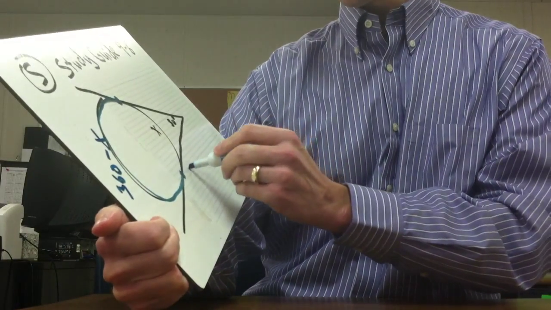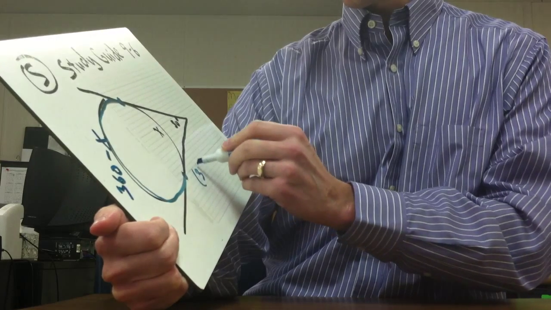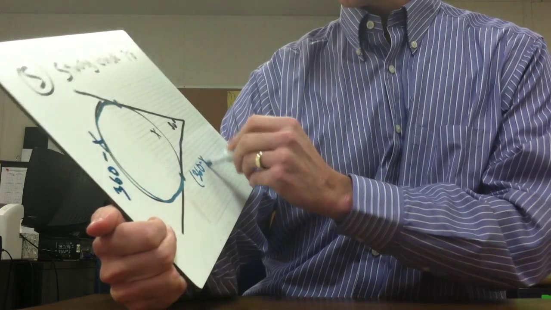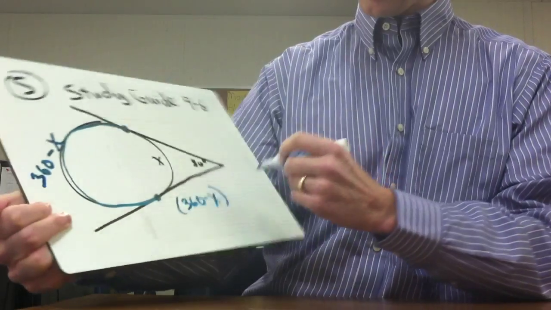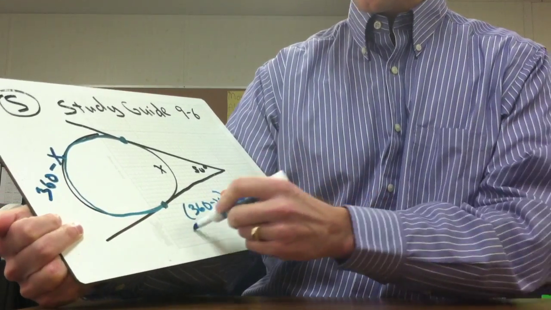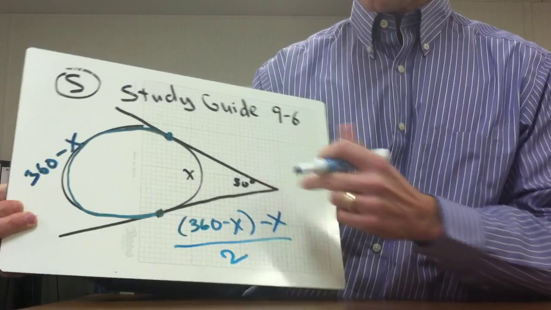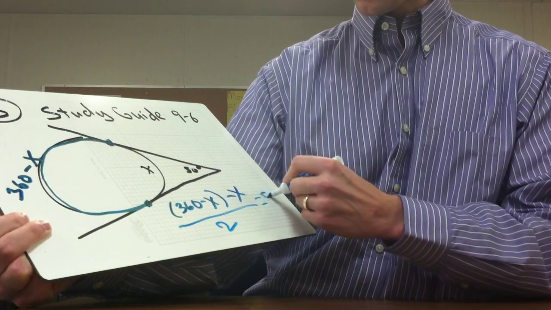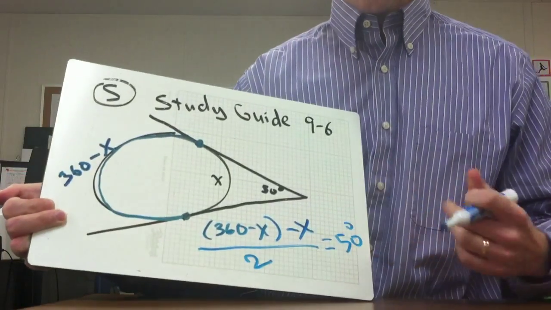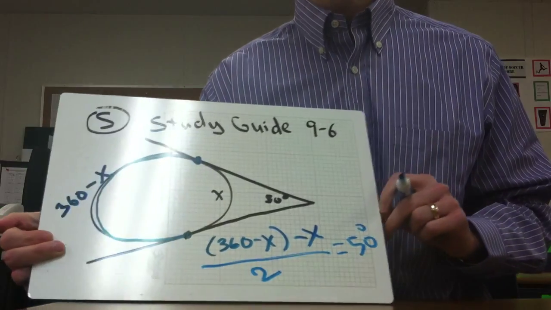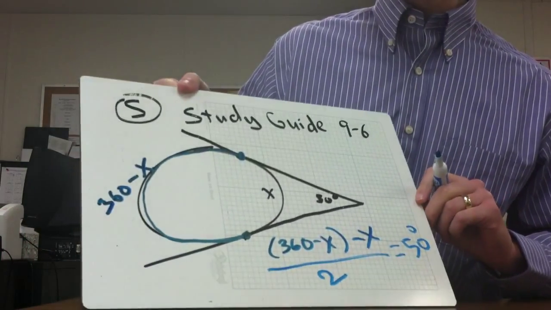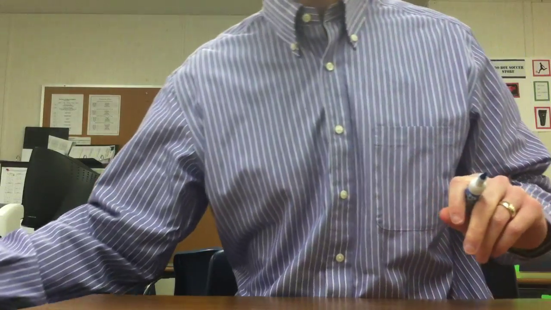Let me write that out for you. The intercepted arc was 360 minus X, minus the other one, X, and divided by 2, and that would have to equal 50 degrees. Then you could just solve that algebraically to figure out what X would be. So I wanted to go over that one to maybe help you out when you do that worksheet.